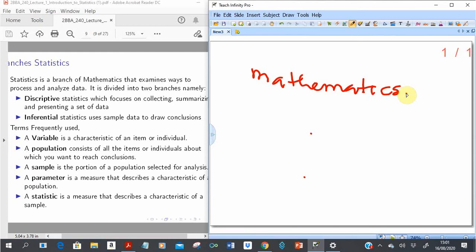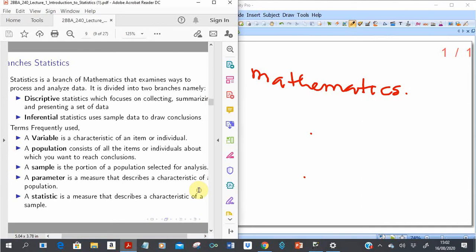If I pick 5 students from this class and ask them the time that they logged on Moodle, those 5 students out of the whole number of students in BBA 240 will be my sample. That is the difference between a sample and a population. A sample is just a part of a population. A parameter is a measure that describes a characteristic of a population, and a statistic is a measure that describes a characteristic of a sample. Any characteristic about a population will be a parameter, and any characteristic of a sample is our statistic.